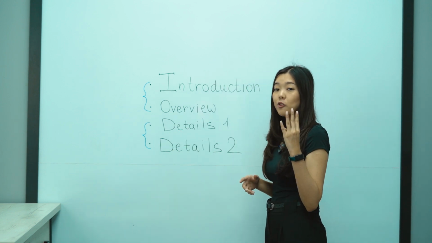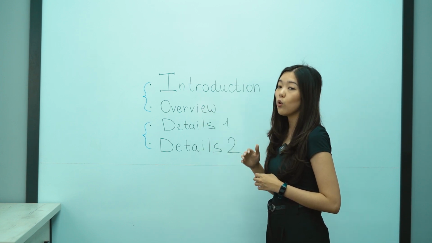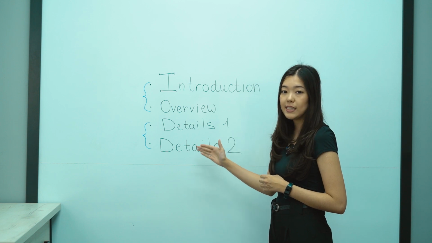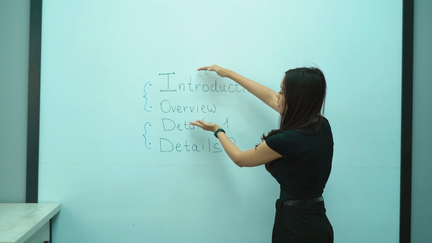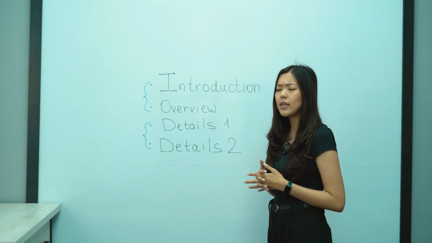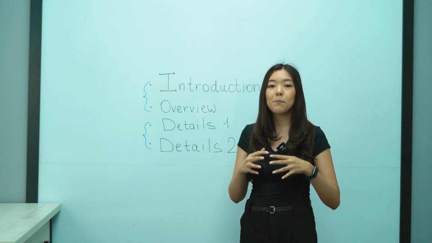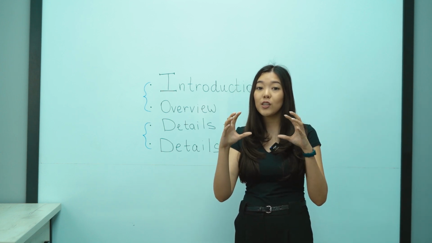We have 4 paragraphs. The first one is introduction. The second one is overview. Then details 1, details 2. First of all, let's focus on introduction and overview. So what should we write in the introduction? The introduction is usually the paraphrasing of the main question.